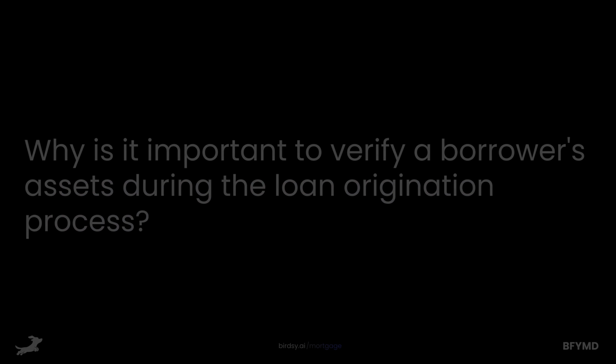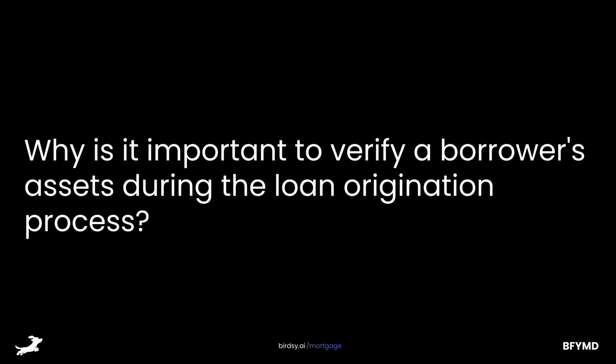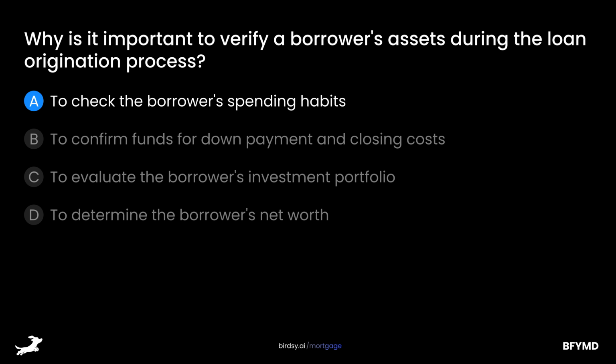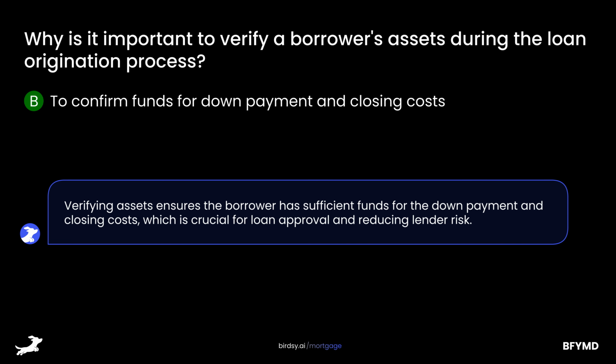Why is it important to verify a borrower's assets during the loan origination process? Is it A. To check the borrower's spending habits, B. To confirm funds for down payment and closing costs, C. To evaluate the borrower's investment portfolio, or D. To determine the borrower's net worth? The answer is B. To confirm funds for down payment and closing costs. Verifying assets ensures the borrower has sufficient funds for the down payment and closing costs, which is crucial for loan approval and reducing lender risk.